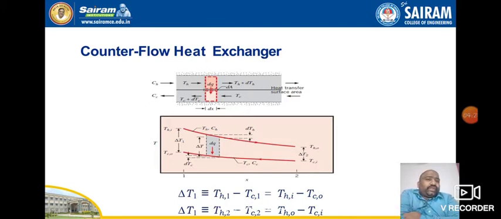For the counter flow heat exchanger, again we can observe in the plot how the temperatures exchange heat from hot to cold. By taking this, we can write the temperature difference between the hot and cold fluid as ΔT1 = Th1 − Tc1 = Thi − Tco, and ΔT2 = Th2 − Tc2 = Tho − Tci. These are the temperature differences between the hot and cold fluids.